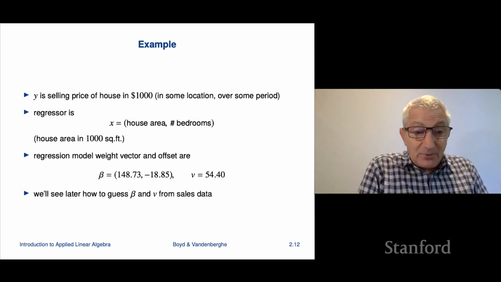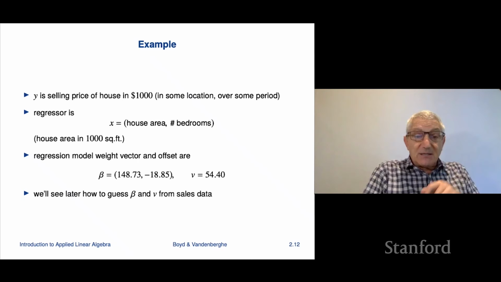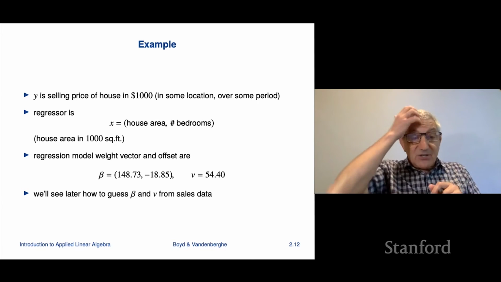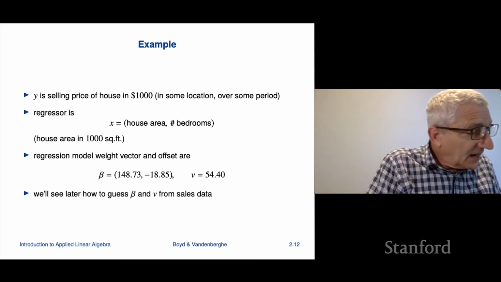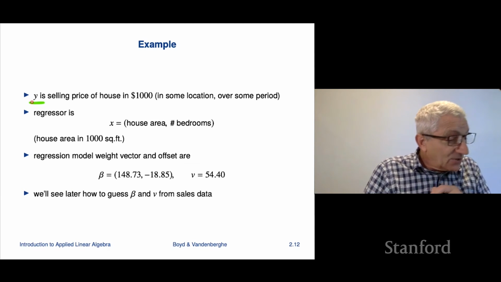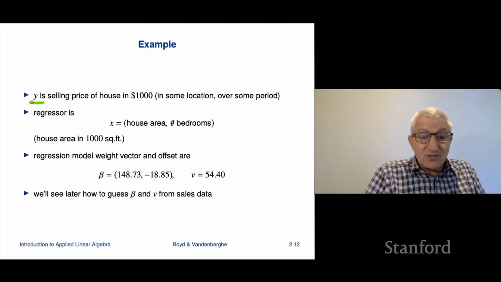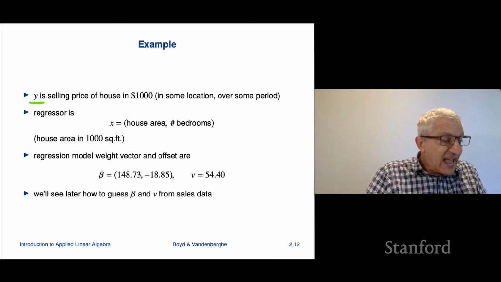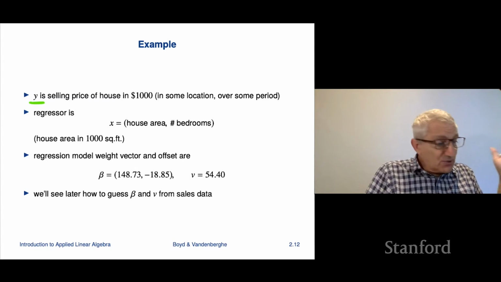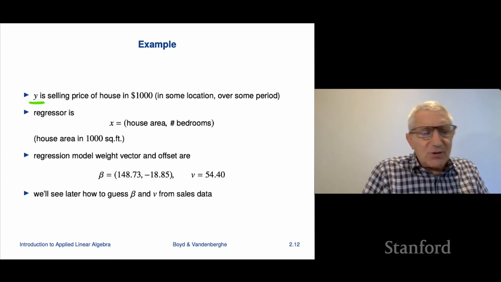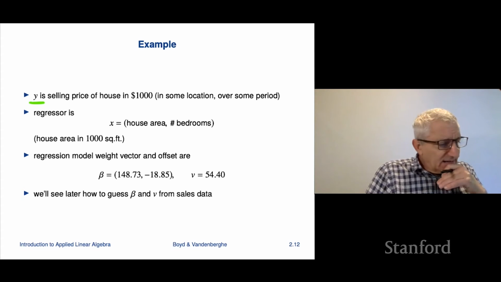I'll just give you a quick example, and like I said, we're going to come back to this and look at this in much more detail later. So here's an example, just to sort of get in your head how this might work. So let's say y is the selling price of a house. It's how much it sells for, and let's say it's in thousands of dollars. So 230 means it sold for $230,000. Okay, and that's in some location over some time period, right?